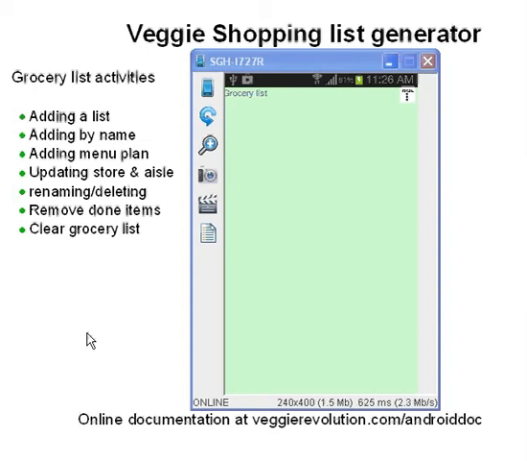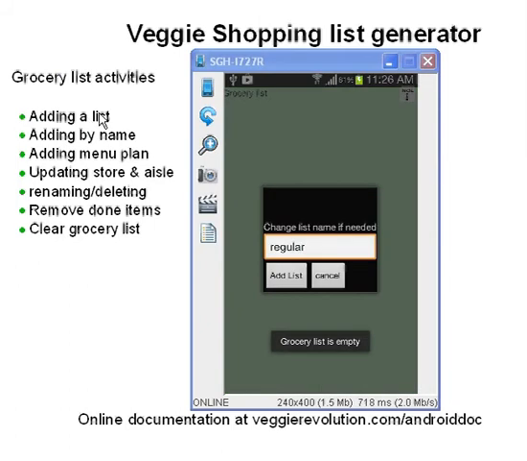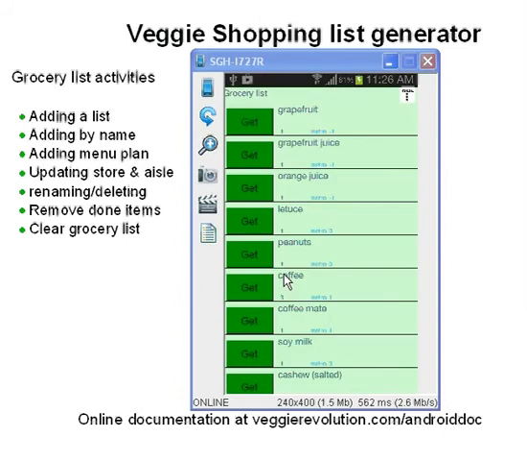Now, if you're like me, there's probably items you buy every week. So I have a list. The first thing I want to do is add that list. So add the list of items. The list I have is called regular. You could call it anything you want, and we will remember that name. So I'm going to add that list. And here's my regular items I buy every week.